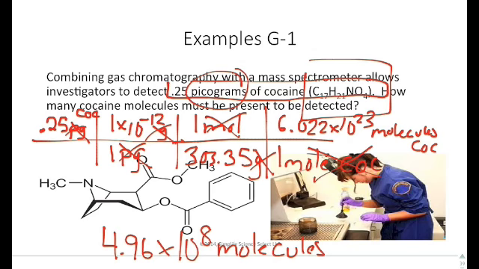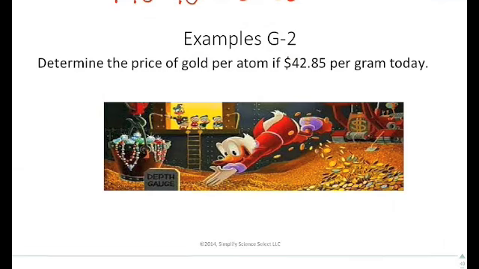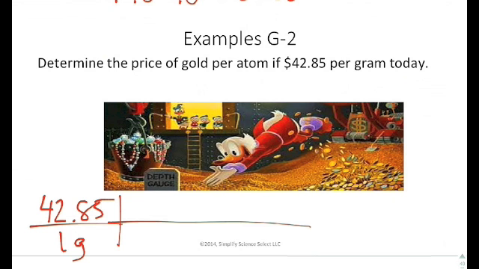So let's go to the next example. The next example says determine the price of gold per atom if it is $42.85 per gram today. So we start off with the idea that you have $42.85 per 1 gram. Now we want to go to the price per atom. So we say, okay, we look at gold.